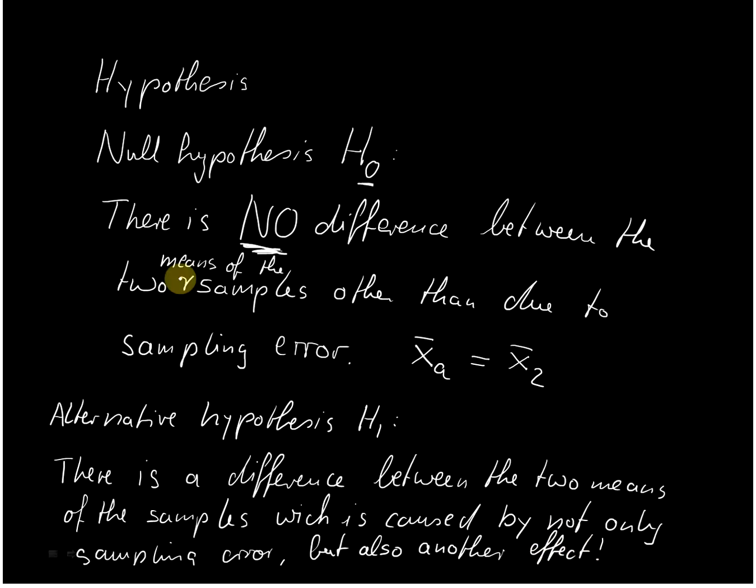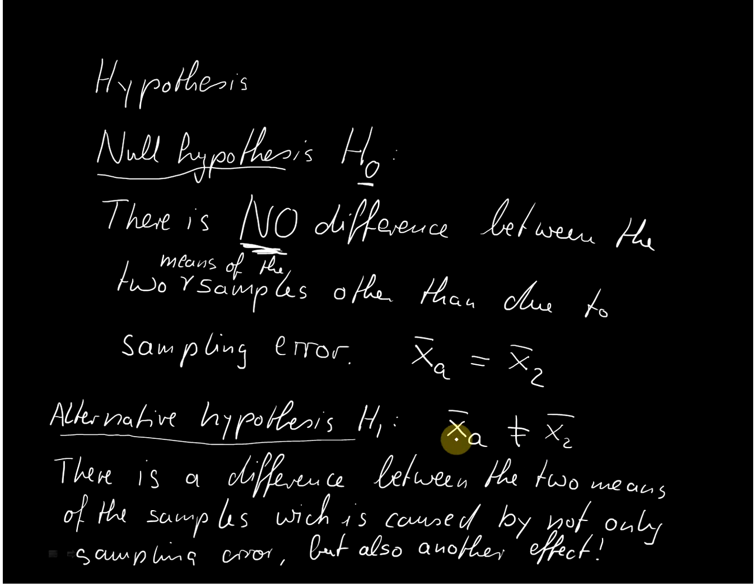So here we have our two hypotheses, null hypothesis and the alternative hypothesis. And it's always good to formulate these two hypotheses. Now for the alternative hypothesis, I can simply say it is X bar A, the average of A, is not the same as the average for sample 2.